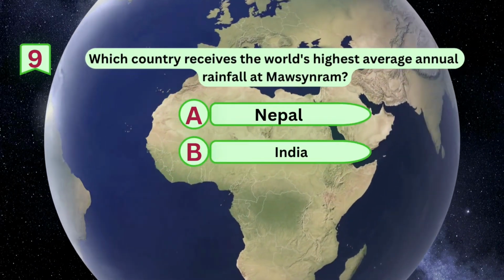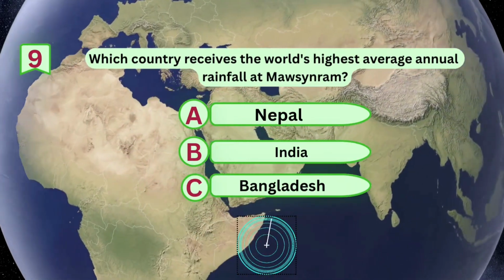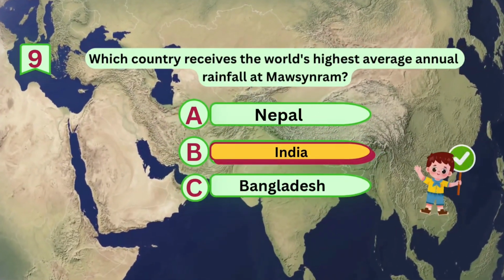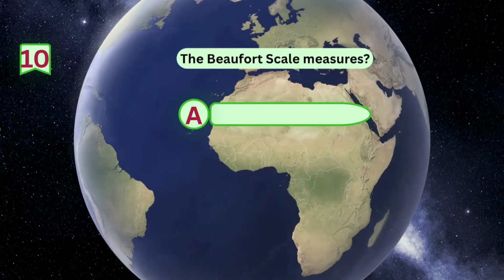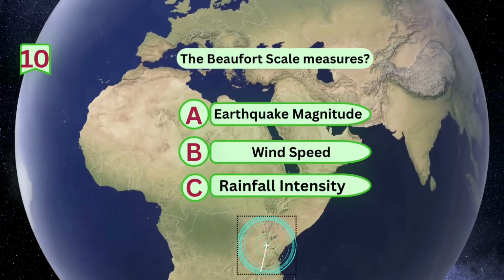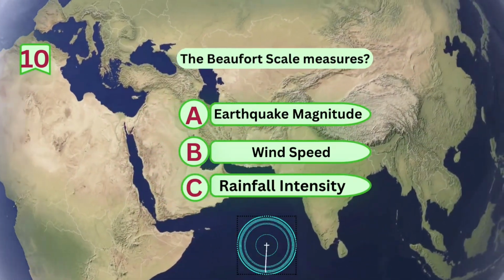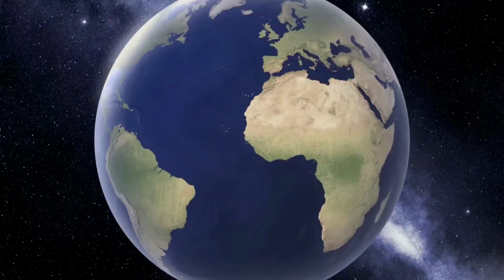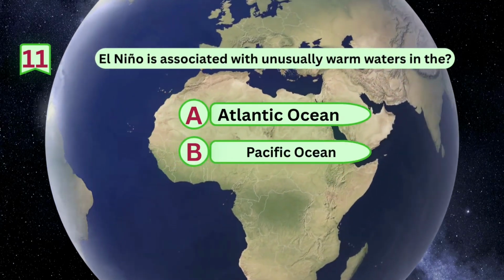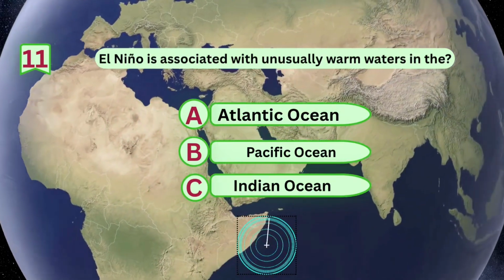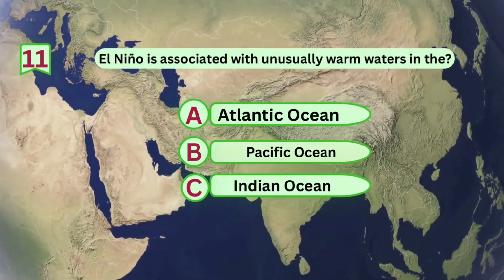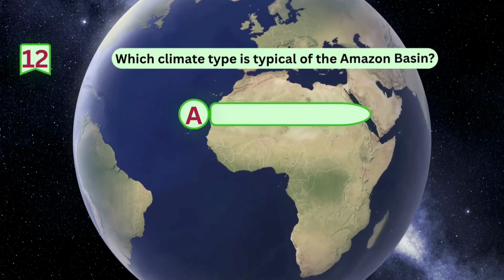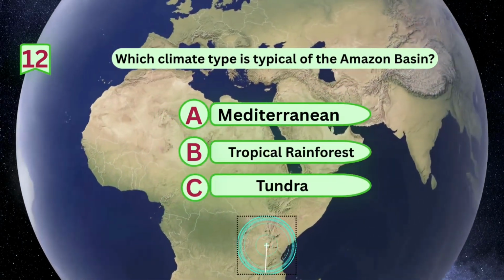Which country receives the world's highest annual rainfall at Mawsynram? The Beaufort scale measures... El Niño is associated with unusually warm waters in the... Which climate type is typical of the Amazon basin?